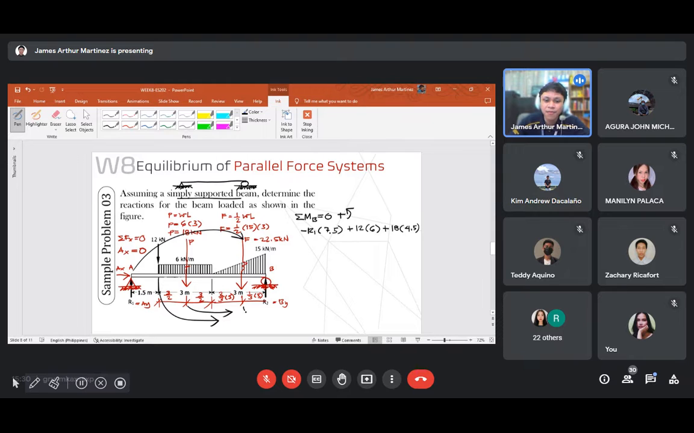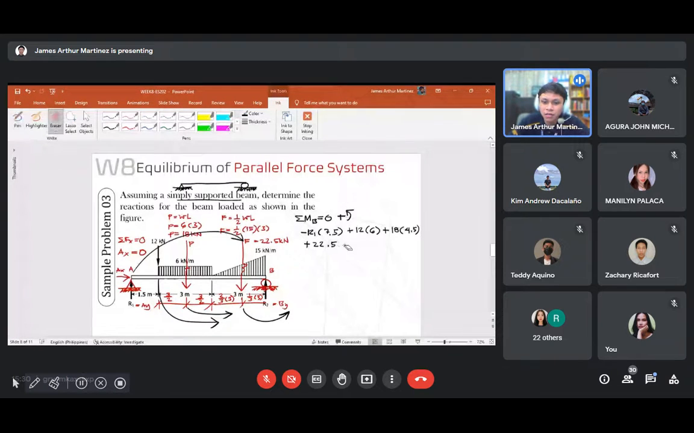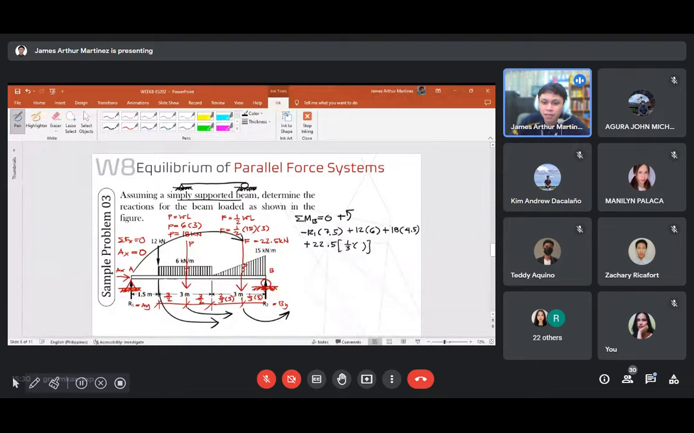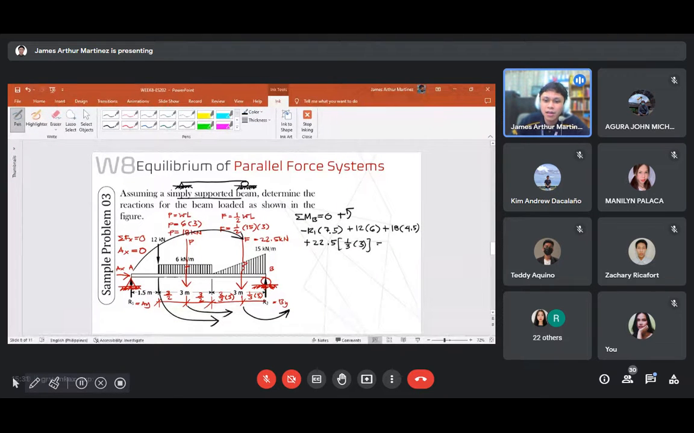Last is our varying load. So the equivalent concentrated load is 22.5 and that is counterclockwise rotation with respect to point B, therefore the operation is positive, or plus. So 22.5 times 1 meter. This 1 meter is obtained from 1/3 of 3. So 3 over 3 is just 1, right? So equal now to 0, since there are no other forces.